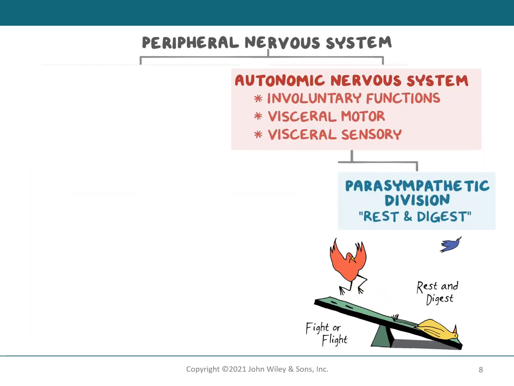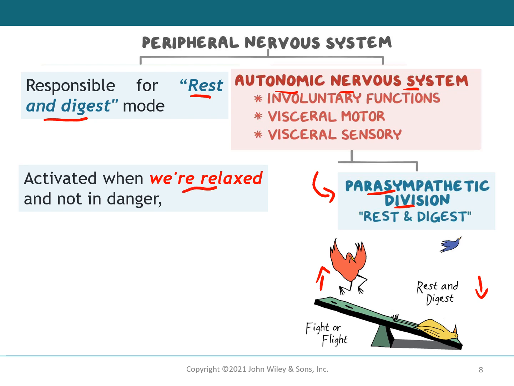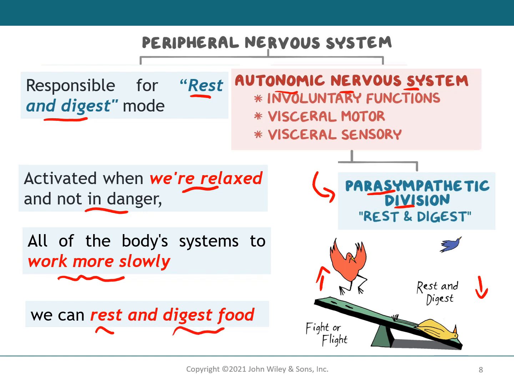I also told you that the autonomic nervous system has another division, the parasympathetic division, that has the opposite function. While one is on, the other one has to be off, and the opposite will happen. This one is responsible for the rest and digest mode. This one will happen when you are relaxed, when you are not in danger anymore, and in this case your body will work more slowly, so we are able to rest because we are breathing slowly, we are starting digestion, and we are recovering from that dangerous situation.